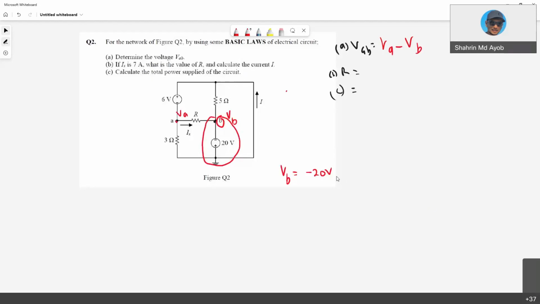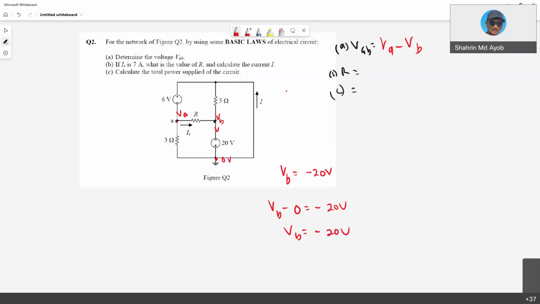Okay, so VB is negative 20. Why? Because you can see directly from the circuit itself that VB is negative 20. Or if you don't see, maybe I write down the equation. So this one is your VB. This is 0 voltage. So I assume VB minus 0, so the current is flowing from here. So VB minus 0 is equal to negative 20 volts. Or in other words, VB is negative 20 volts.